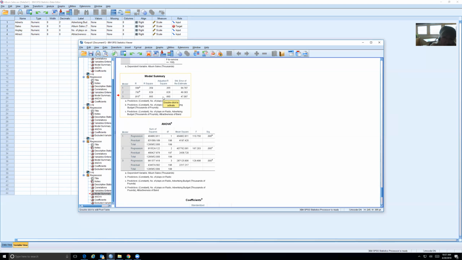And it actually punishes you a little bit for continuing to add predictors. So if the adjusted R square actually goes down when you add a predictor, then that's not a good predictor. You want to get rid of it. In this case, the adjusted R square continues to go up from 36 to 63 to 66%. So we're good. We want all three of those predictors in our regression equation.